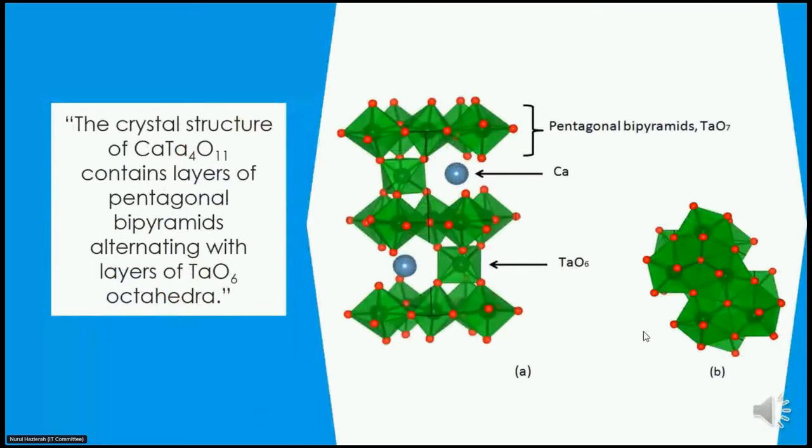So this is the structure environment of the calcium tantalate. As you can see, the calcium tantalate contains layers of pentagonal bipyramids, which is the tantalum oxide with O7, alternating with layers of tantalum oxide octahedra with O6. So there is always a tantalum octahedron on one side and the calcium polyhedron on the other side. So this is the upper view of the pentagonal bipyramids.